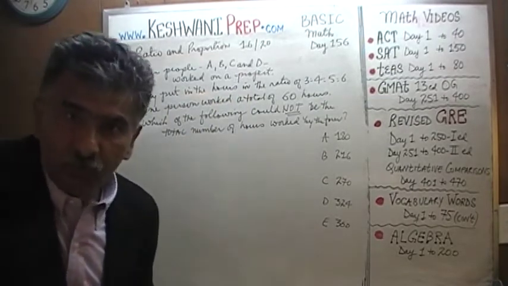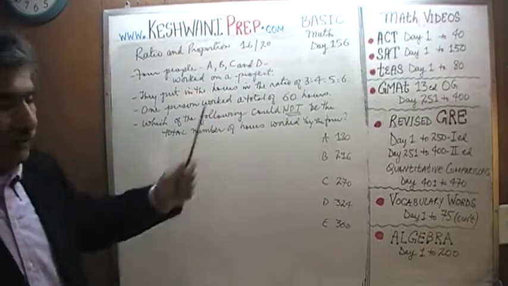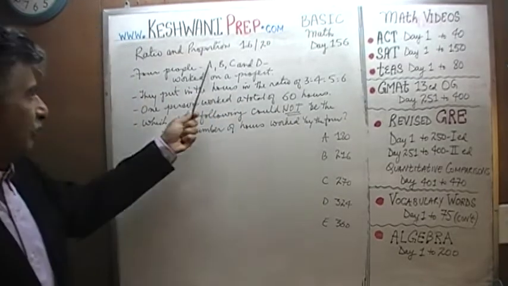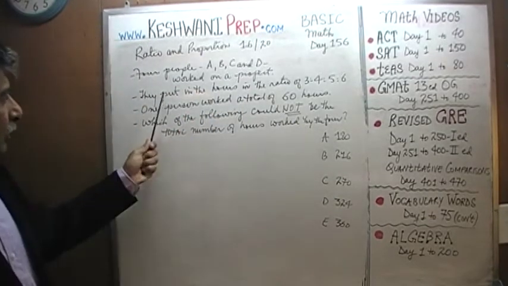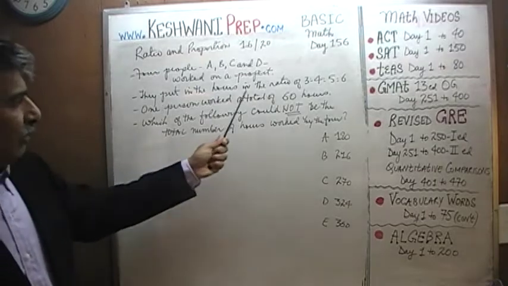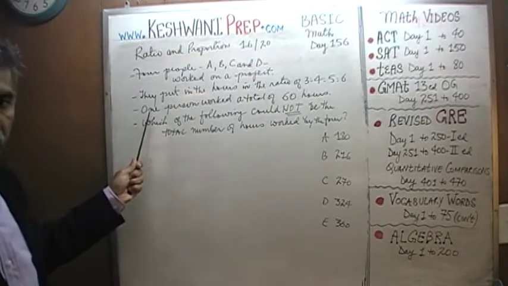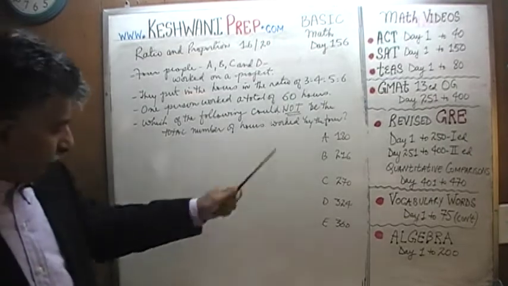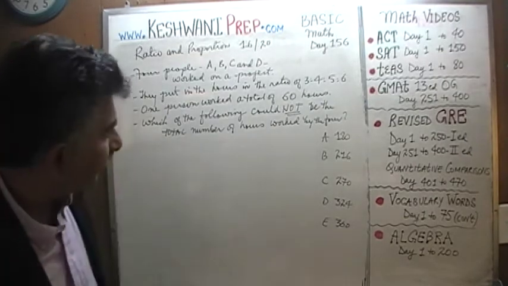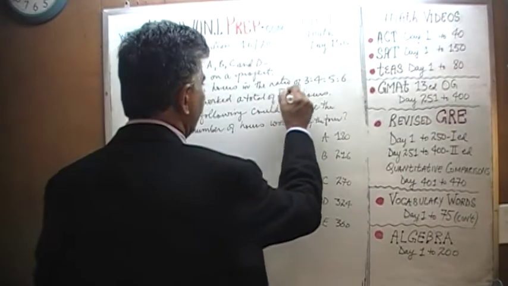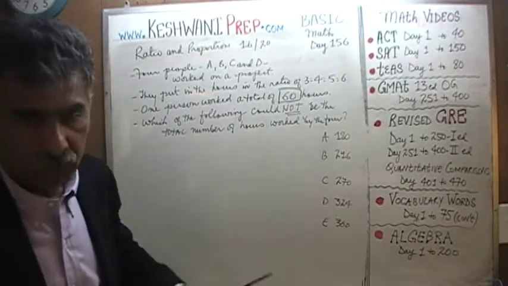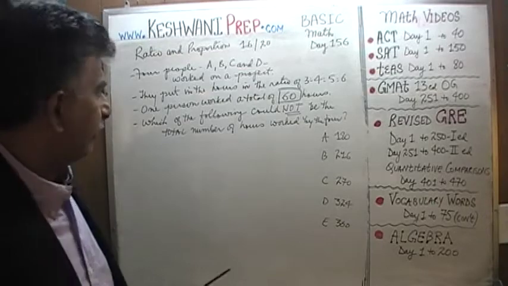We are told that we have four people, A, B, C, D. They worked on a project. We are told that they put in the hours in the ratio of 3 to 4 to 5 to 6. We are further told that one person worked a total of 60 hours. We do not know who, but one of these four people worked 60 hours.